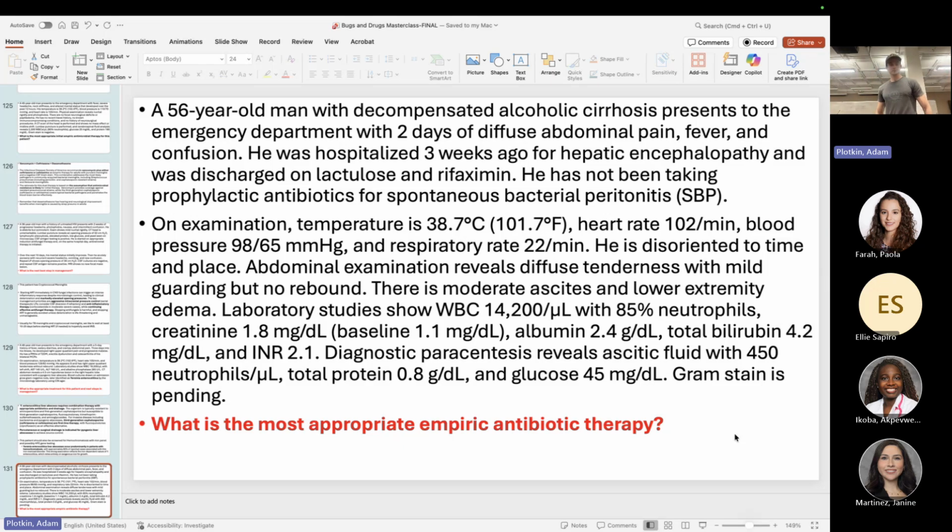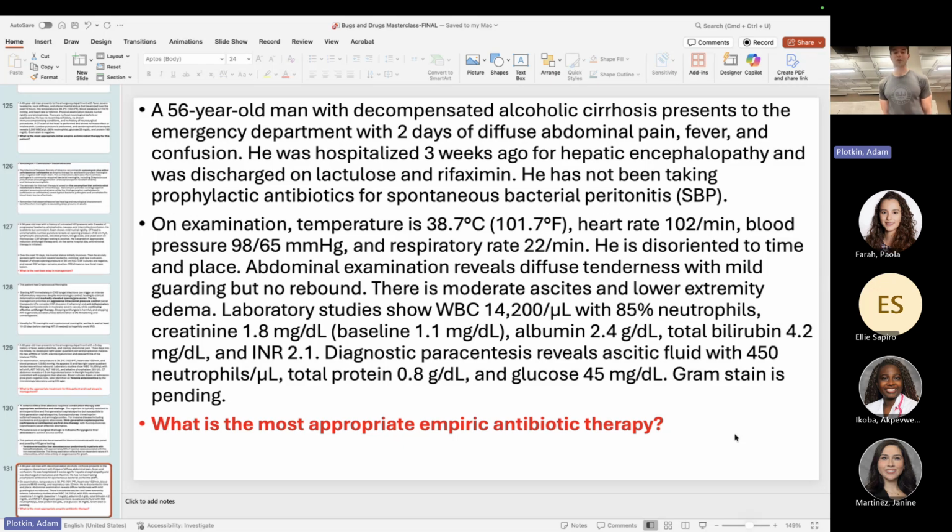All right. So let's do 131. A 56-year-old man with decompensated alcoholic cirrhosis presents to the ED with 2 days of diffuse abdominal pain, fever, and confusion. He was hospitalized 3 weeks ago for hepatic encephalopathy and was discharged on lactulose and rifaximin. He has not been taking prophylactic antibiotics for SBP. On exam, he's got an elevated temp, elevated heart rate, relatively low blood pressure, respiratory rate 22. He's disoriented to time and place. Abdominal exam reveals diffuse tenderness with mild guarding but no rebound. There's moderate ascites and lower extremity edema.